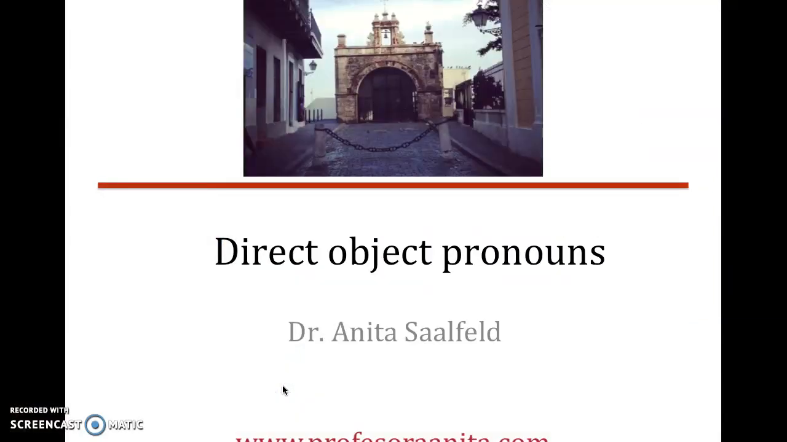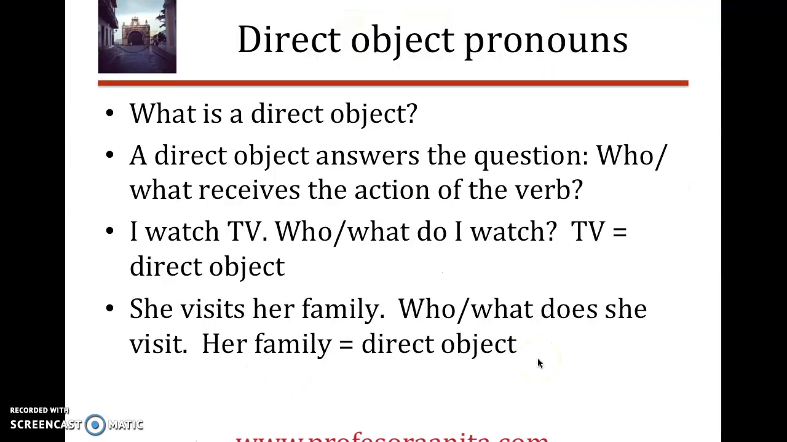So today I'm going to talk a little bit about direct object pronouns, what they are, when we use them, and important differences between Spanish and English. So first of all, what is a direct object? Because it doesn't do you any good to know about the pronouns until you know what a direct object is.